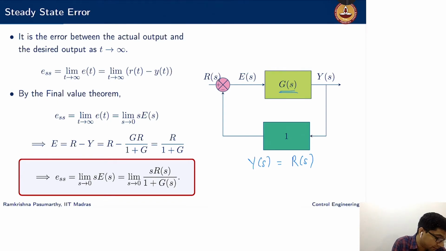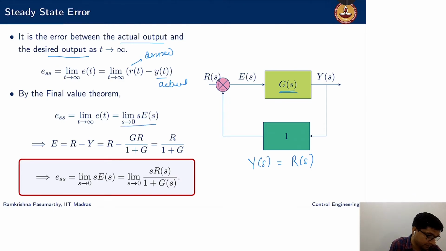Okay, so what is the steady state error? This is the error between the actual output and the desired output. Okay, this is the actual which comes out of my plant. This is the desired. This is the reference. Now I can do everything by the final value theorem. I know things become easier with the Laplace transform. This is what we have done. Of course, we computed the output, but here I'm interested in computing what is the error.